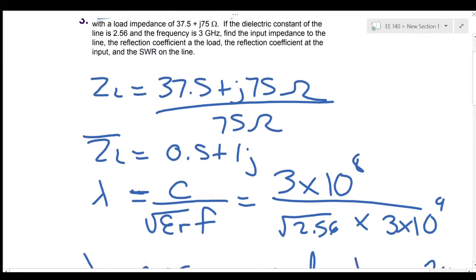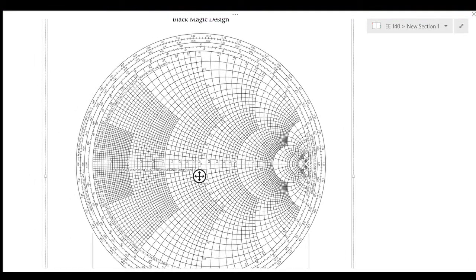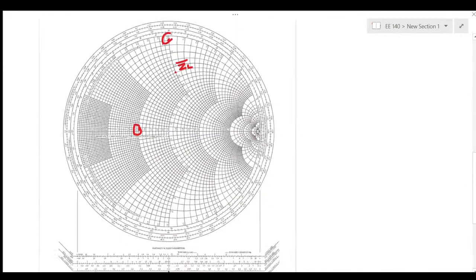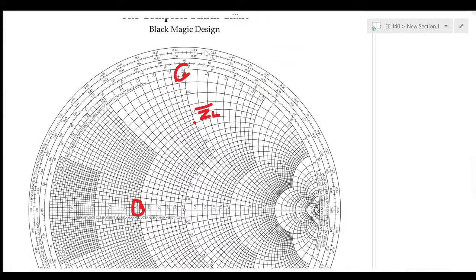So now let's move on to the Smith chart. So this is 0.5, and this is 1. So ZL, our load, is going to be right here. Let me just mark that real fast. Right here. So that's our ZL, normalized.